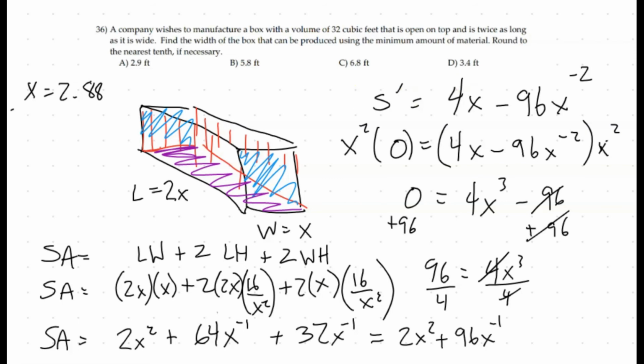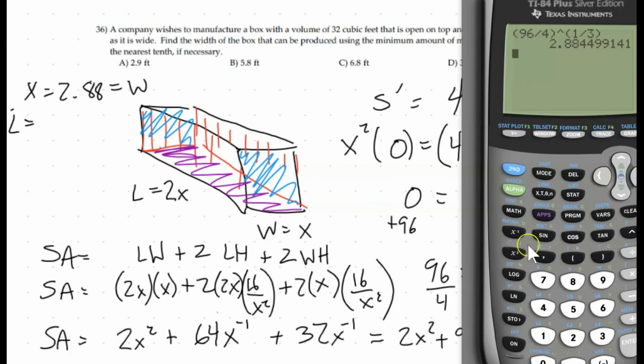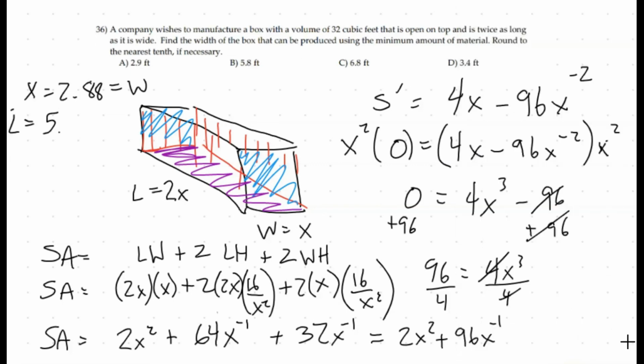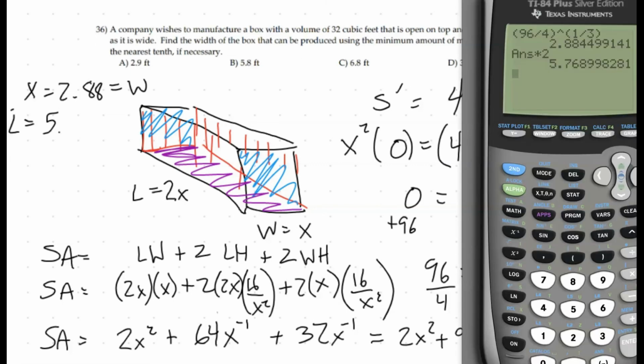And then from there, we're going to need to get the other dimensions. So we're just going to plug that into L, and we're going to plug that into H. So L, so this was the width. And then the length is going to equal 2 times that number. So we just multiply it by 2. So we get L is equal to 5.77, let's say.